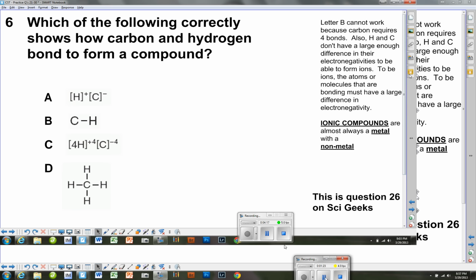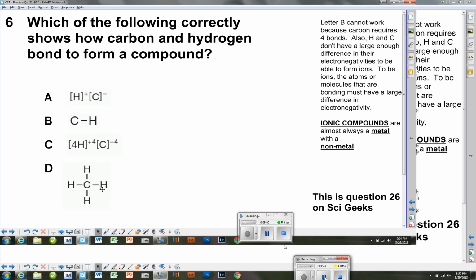Number 26, your answer is D, like David. And letter B cannot work. This guy is a no-no, simply because carbon has to have at least 4 bonds. These two guys don't form ions as such, because they are not a metal with a nonmetal, and so they couldn't be written as ions. And if they were, you wouldn't have enough hydrogens. Just like here, you have to have 4 hydrogens on this guy, or at least 3 other elements bonded to it, and they would all have to be nonmetals. And you certainly can't write it this way.